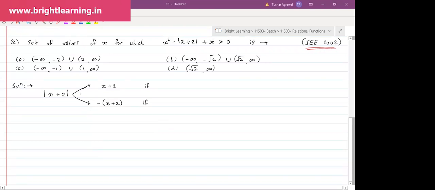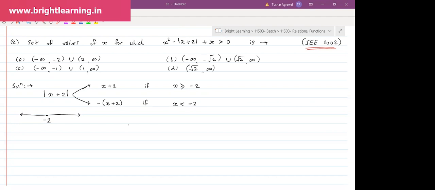The first modulus is of x plus 2. It will be x plus 2 if x is greater than or equal to negative 2. What is the center point of this mod function? In this case, the center point of this mod function is negative 2. Can you realize this? If x is to the right of this point, the modulus of x plus 2 is written as it is. And if x is less than negative 2, we write minus of x plus 2.